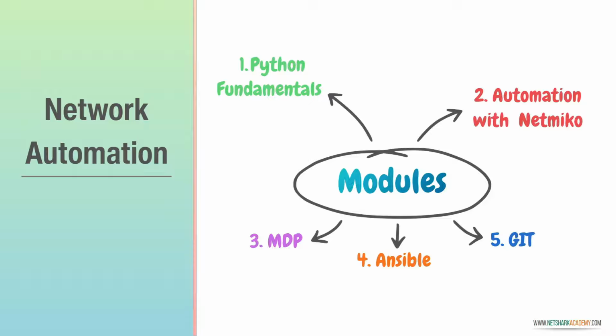Module 1, Python Fundamentals with respect to network automation in a very simplified way. Module 2, the baby steps of automation by Python library Netmiko. Module 3, Heart of Network Automation, Model-Driven Programmability, which includes netconf, restconf, and APIs. Module 4, Most Lovable Tool in the Industry, Ansible. And in the last, Module 5, Version Control System, Git, which is an entry ticket for learning CI/CD and DevOps.